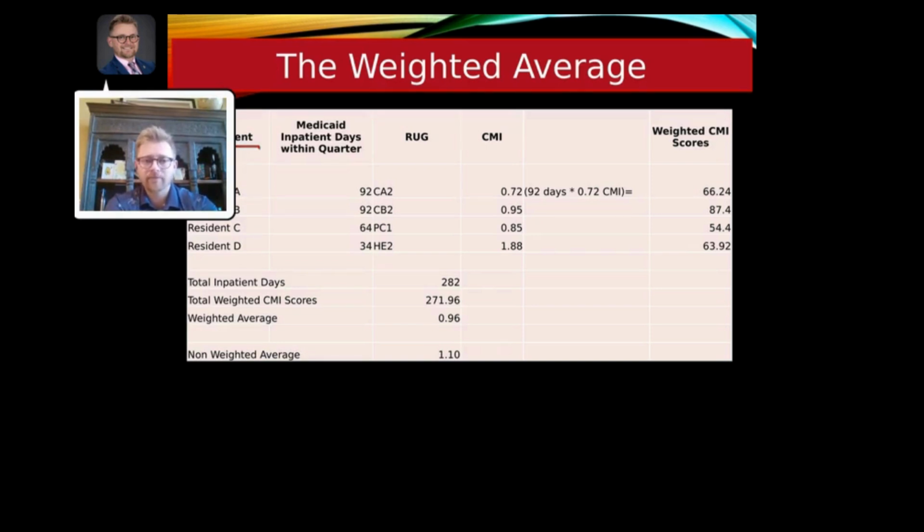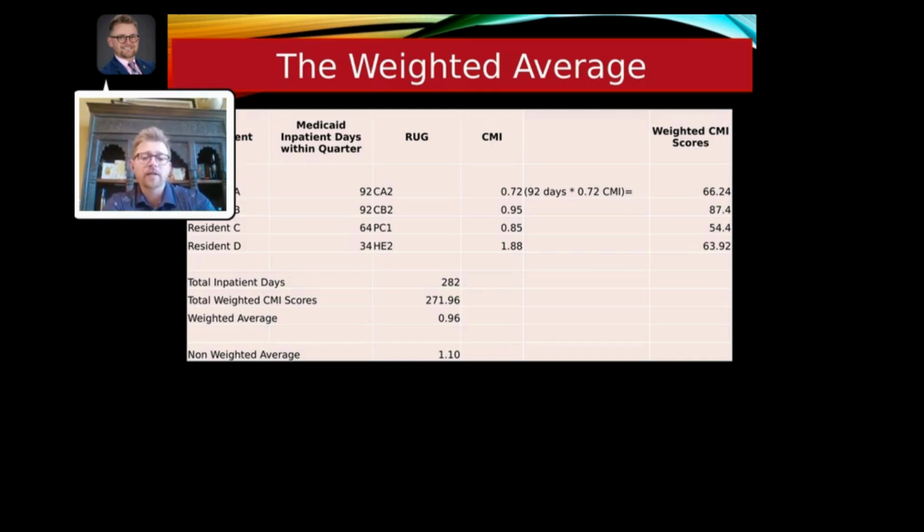4 residents, okay? Medicaid inpatient days within the quarter. This is critical, right? Think about it. Say you have 92 days in that quarter, and you have a patient with a CMI of 3.0, the highest CMI that there is. Maybe they're on a vent. And they're in your nursing home all quarter, all 92 days. That's 92 days of a patient with a 3.0 CMI. That's a lot of resources from your nursing home that's needed to take care of that patient.